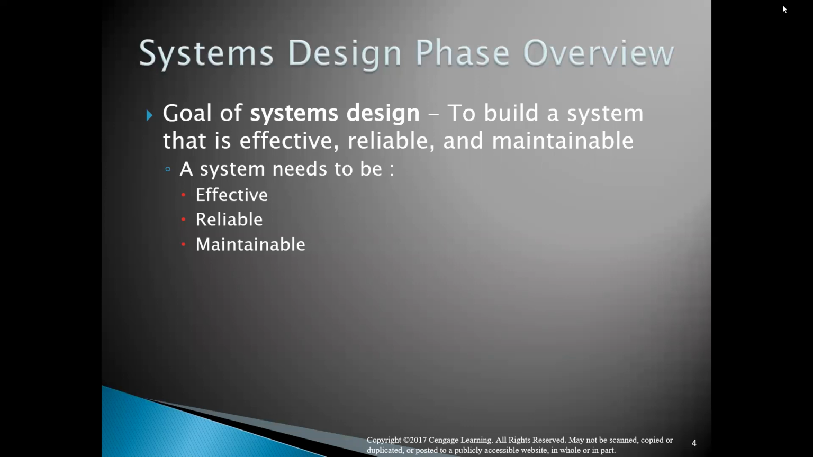System design phase overview. The goal of the system design phase is to build a system that is effective, reliable, and maintainable. Our system is effective if it supports business requirements and meets user needs. Our system is reliable if it handles input errors, processing errors, hardware failures, or human mistakes. Moreover, our system is maintainable if it is flexible, scalable, and easily modified.